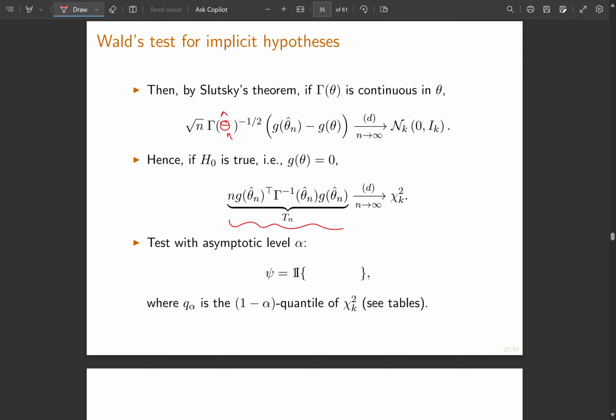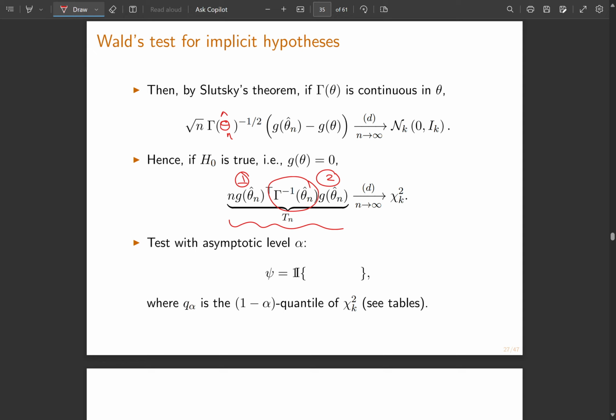Why is it a square norm? Because you see here, there is a g1 here, and there is a g2 here. Correct? And then this is one expression, and because of this it becomes a square norm. As a result, this becomes a chi-square distribution.